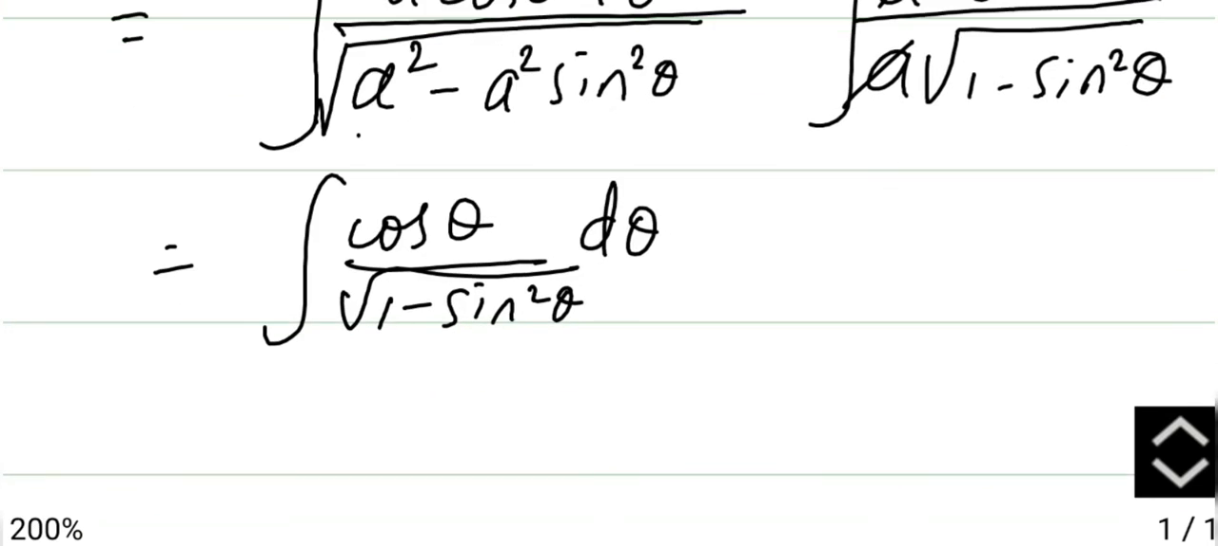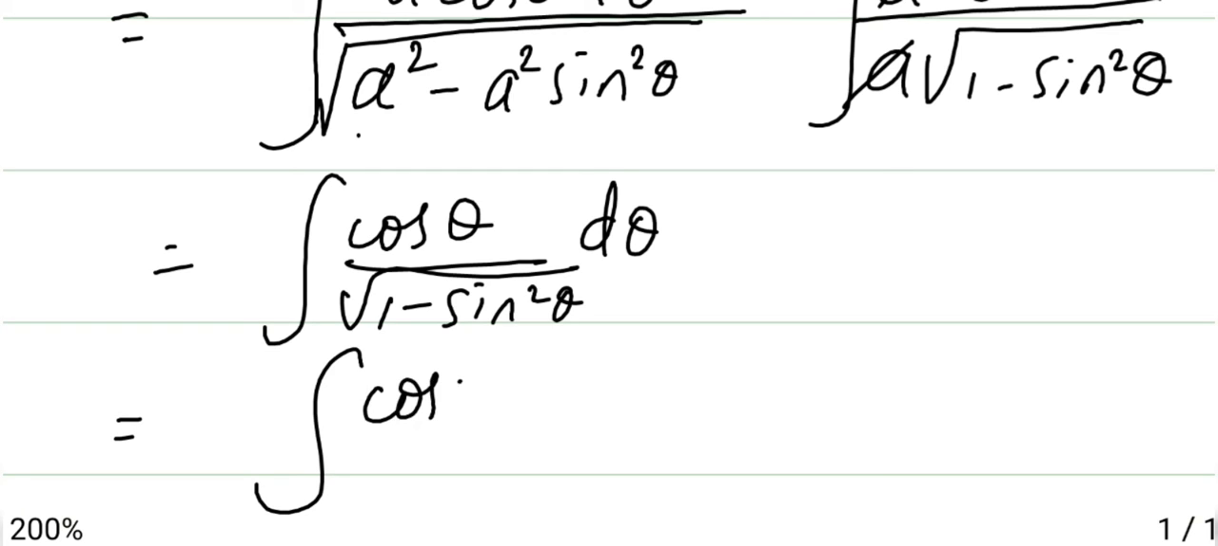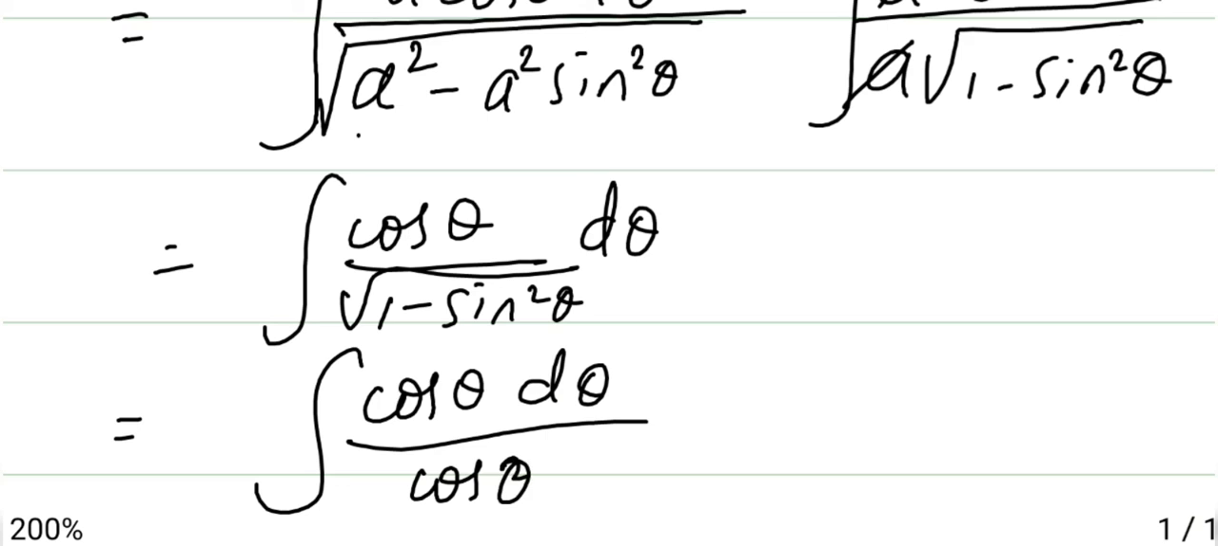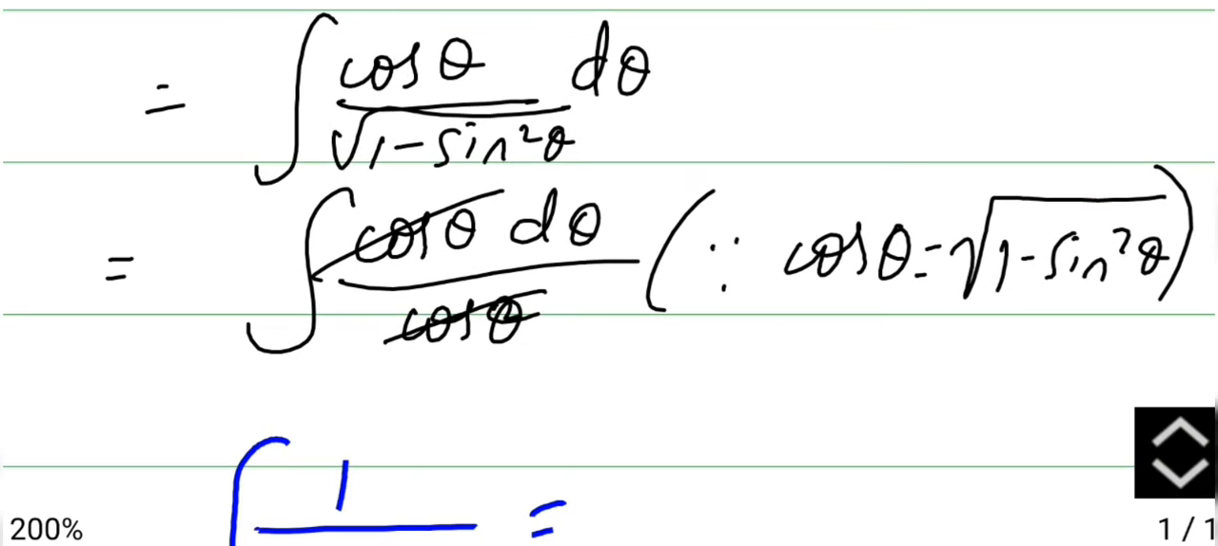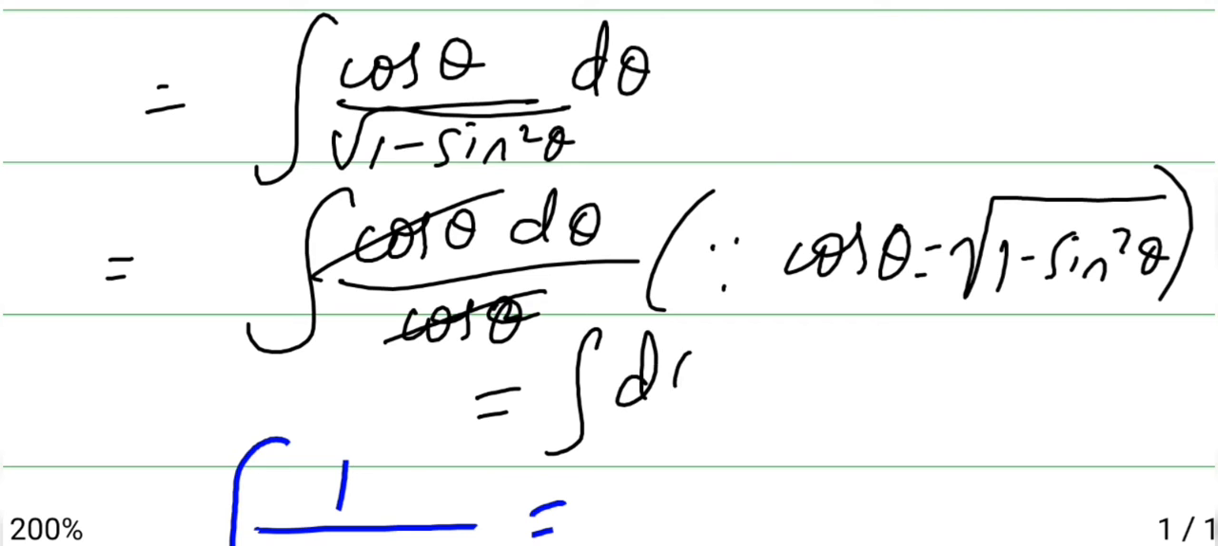By using the identities, we have the identity that root of 1 minus sin square theta is again cos theta. By using the identity, this cos theta cancels, because cos theta equals root of 1 minus sin square theta. Therefore we get integral of d theta.